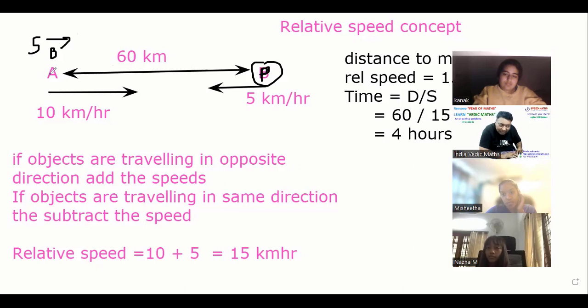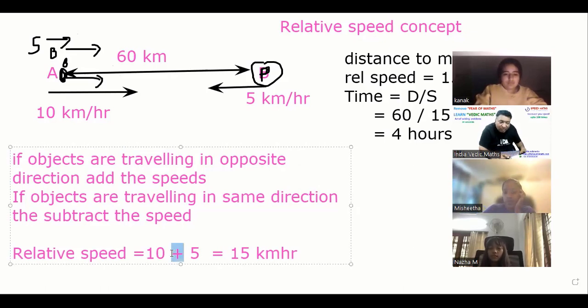Okay. First A started from here. B also started from here. So A is also traveling like this, and B is also traveling like this. So they are going in the same direction or not? The distance is 60 km. So now what will happen, Kanak and everyone, is if they are moving in the same direction, the reduced speed is the difference. 10 minus 5. So the speed between them is now only 5. Correct? Because they both are moving in the same direction.